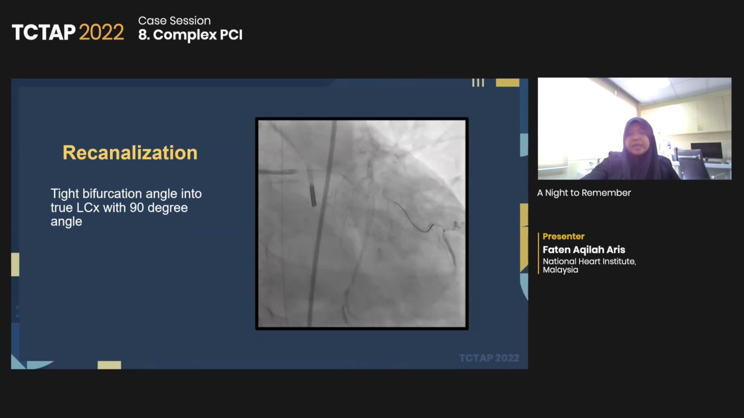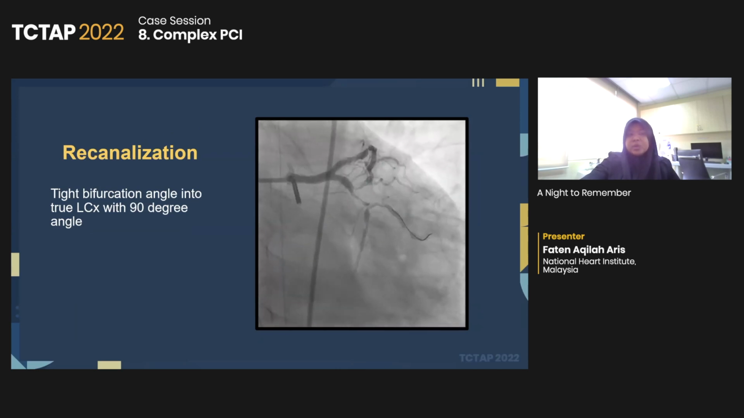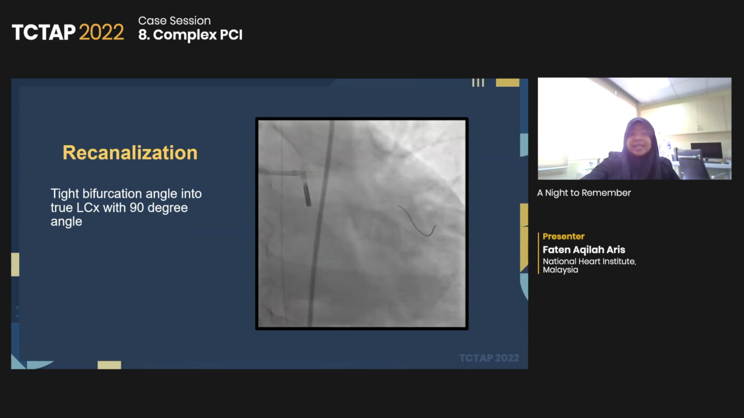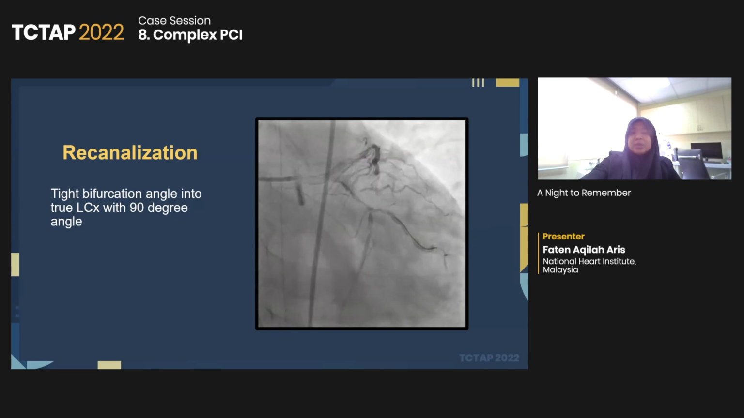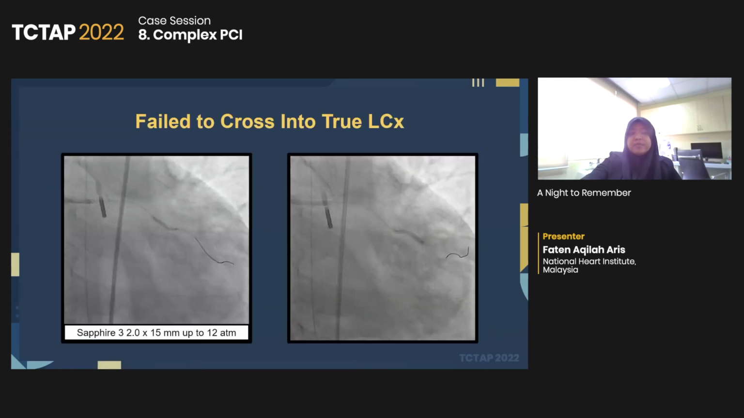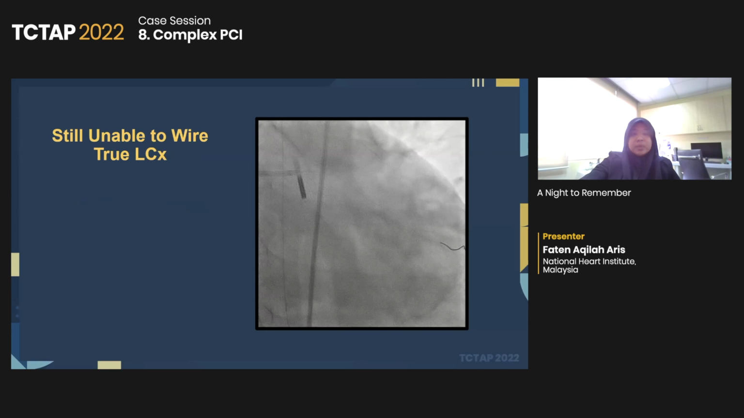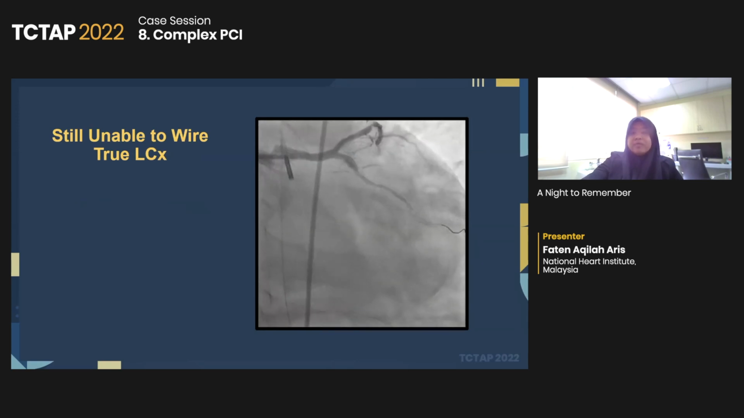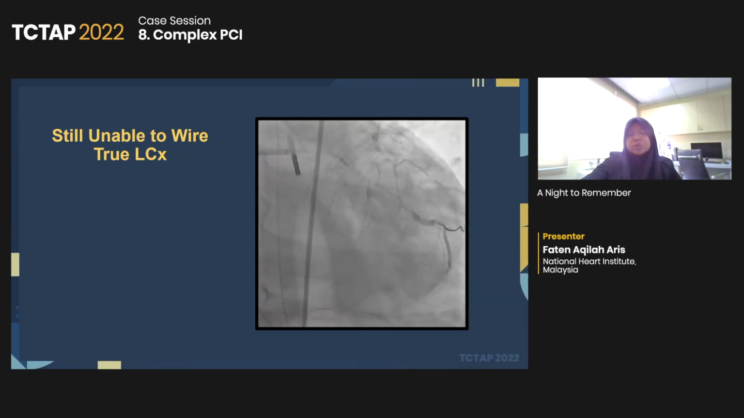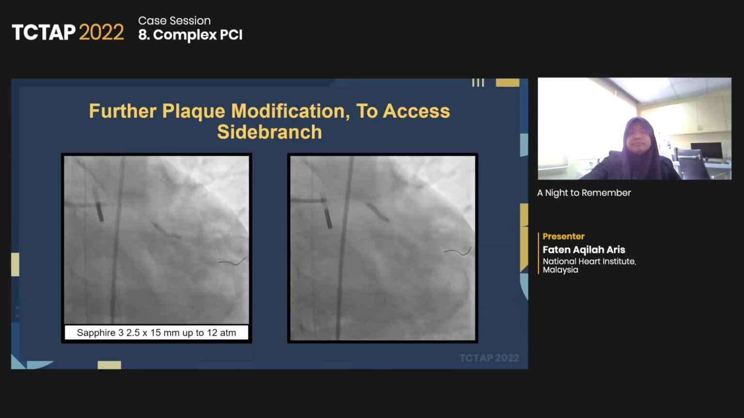So it's a very tight bifurcation angle into the true left circumflex artery with 90° of angle. We tried to wire many times into the true left circumflex artery while we were also doing pre-dilatation. However, we were unable to wire the true circ. We took about, I think, 20 minutes trying to wire the true circ. Unfortunately, we couldn't, and the wire went into the OM.